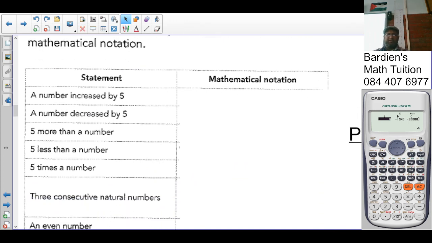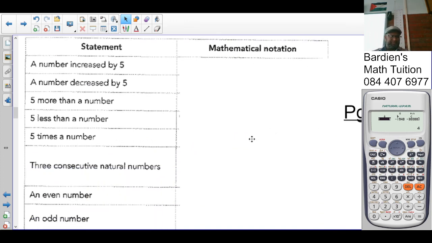Right, so we're on page 89. We are told a number increased by 5. What would that be? X plus 5. Okay? So that's your mathematical notation for the sum in words. Yes, Michael?